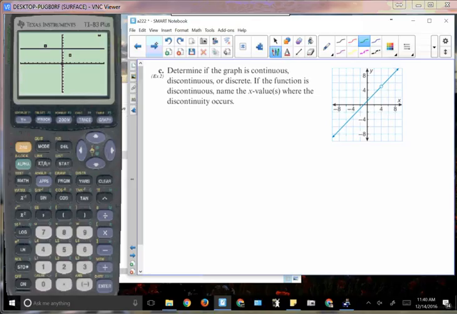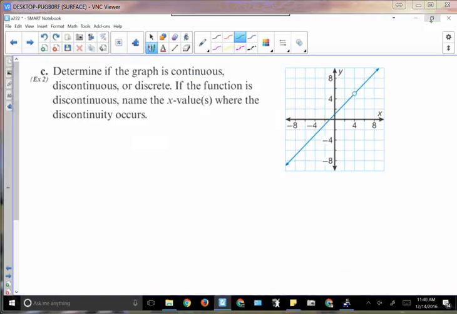So if I take a look at this one, what is this going to be? Continuous, discontinuous, or discrete? You sure? Okay. Is there a hole in the darn thing? Yeah, we got to end up having a hole sitting right here. So that's going to be discontinuous. So we know that's the case right now. We've got discontinuous. So where is the discontinuity at? Well, the discontinuity is at x is equal to 4.